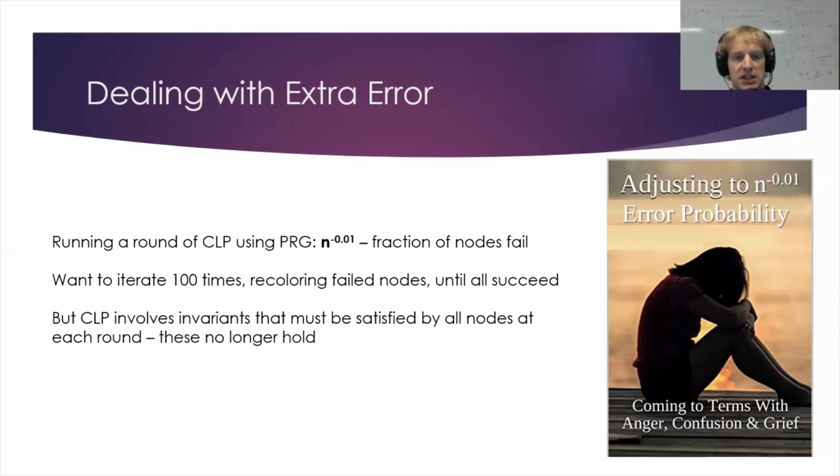Our PRG, when it breaks, can break badly, and it can break these invariants, which means that the analysis of CLP no longer holds. So we can't just run CLP, uncolor the nodes that failed, and run CLP again on those. That breaks everything and means that the analysis no longer works. So how do we get around this?